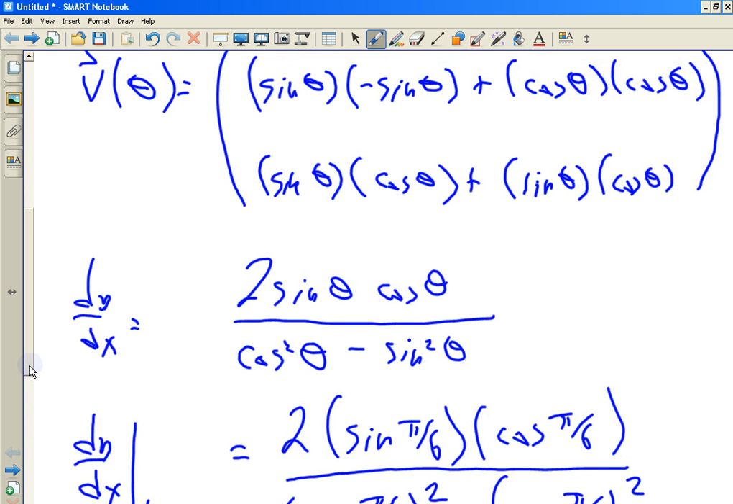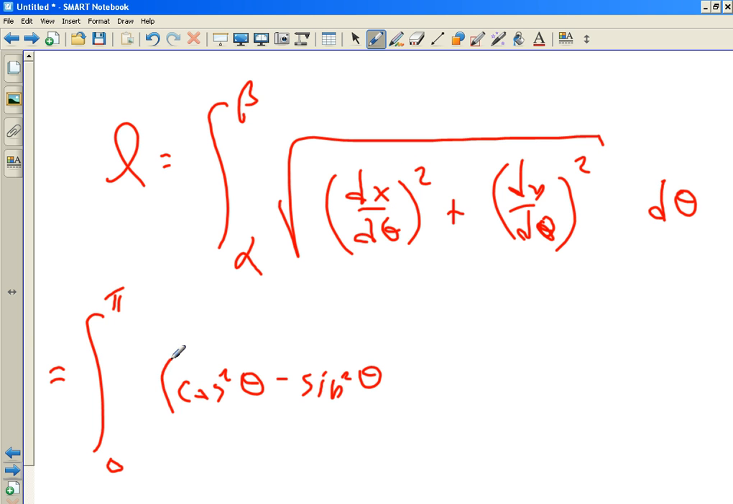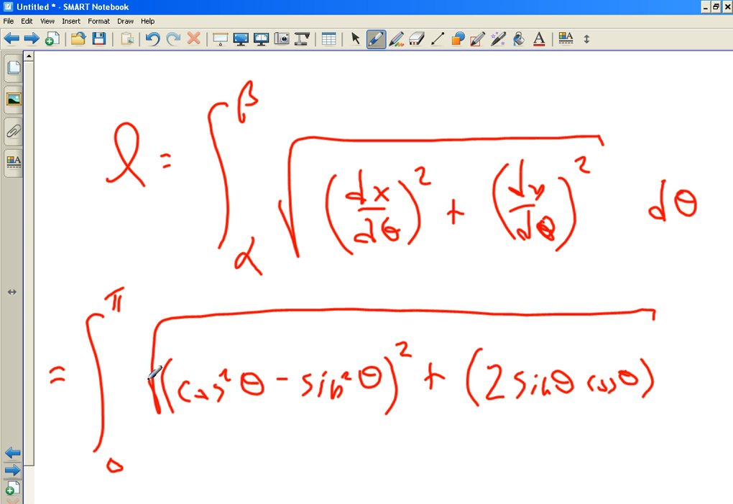Now, let's write it the easy way. This is it. Cosine squared minus sine squared, right? Okay, that's your dx d theta. And dy d theta was 2 sine cosine, right? All right, so let's write that. So this equals the integral from, what was theta min, theta max when you did the area? 0 to pi, okay. And this was cosine squared theta minus sine squared theta, but we're squaring it. And this was 2 sine cosine. So we're going to square it. Let me write it out: 2 sine theta cosine theta. And we're going to square root that mess, and we're going to d theta it.